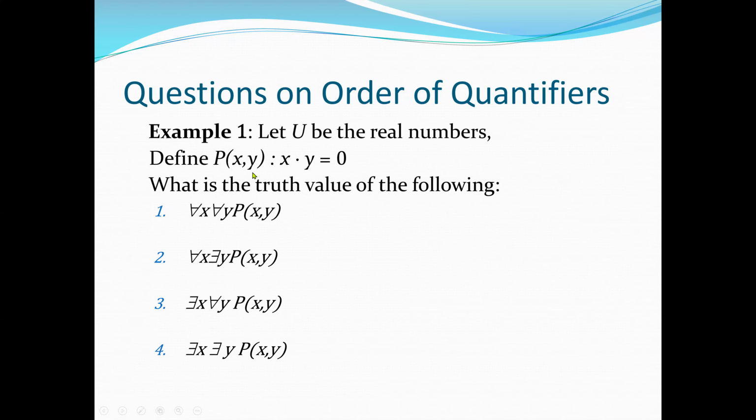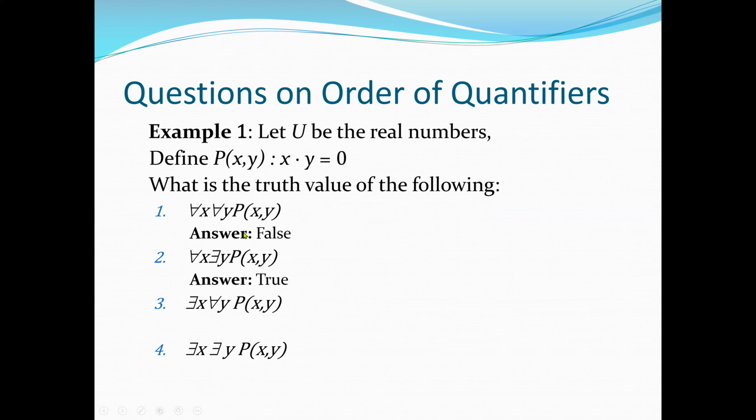These are some of the questions on order of quantifiers. We have example 1. Let U be the real numbers again. Now here we define P(x, y) as x times y equals 0. So our condition says P(x, y) is the variable x times y equals 0. Now what is the truth value of the following? So they give us for all x, for all y, P(x, y). The answer here will be false.